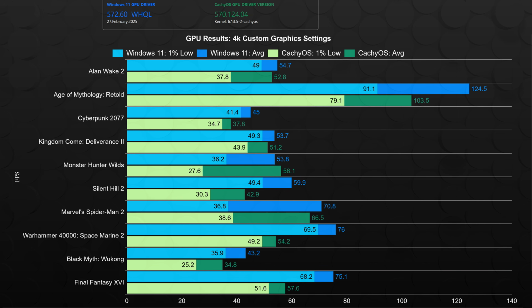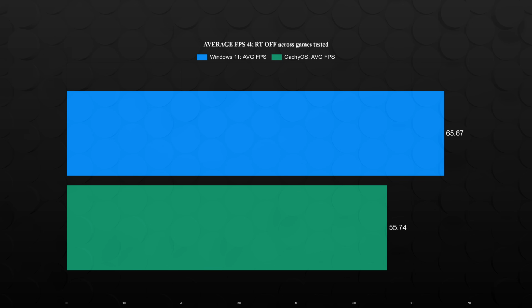Windows still had significant wins in Age of Mythology Retold, Silent Hill 2, Warhammer 40k Space Marine 2, Black Myth Wukong, and Final Fantasy 16. But CachyOS managed to win in Monster Hunter World, though its 1% low values still lag behind Windows. At 4K, the performance difference narrowed, but Windows still led by nearly 18% in average frame rates across all games tested.